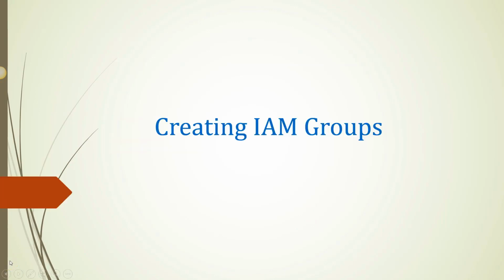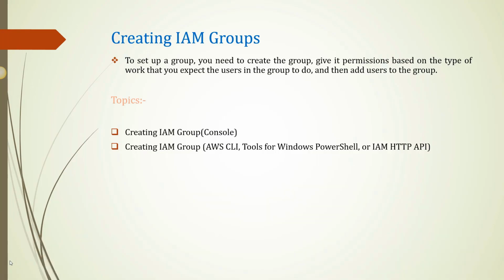Now let's talk about creating IAM groups. To set up a group, you need to create the group, give it permission based on the type of work that you expect the users in the group to do, and then add users to the group. So here the topics are creating an IAM group using the AWS Management Console and creating an IAM group using AWS CLI, Tools for Windows PowerShell or the IAM HTTP API. So we will see how to create an IAM group using the console and AWS CLI.